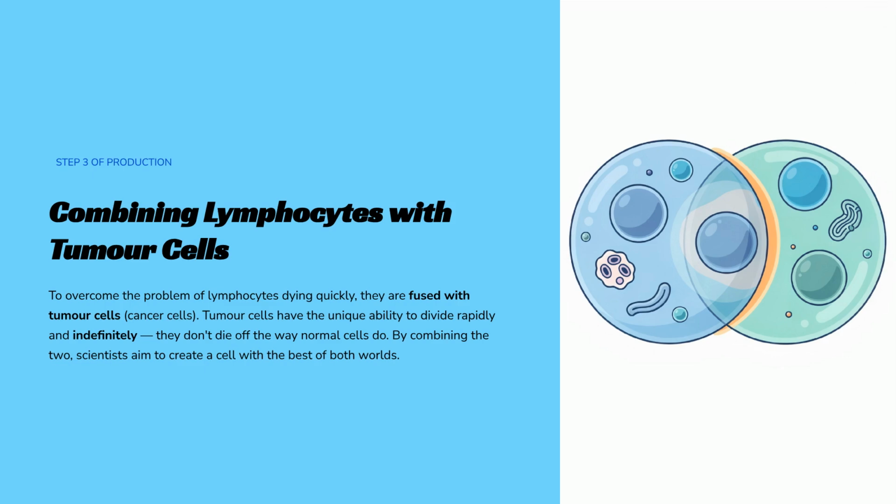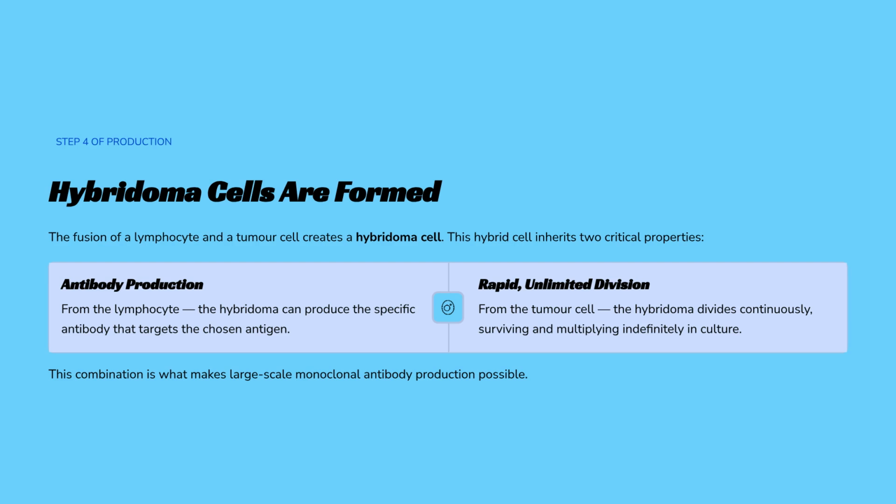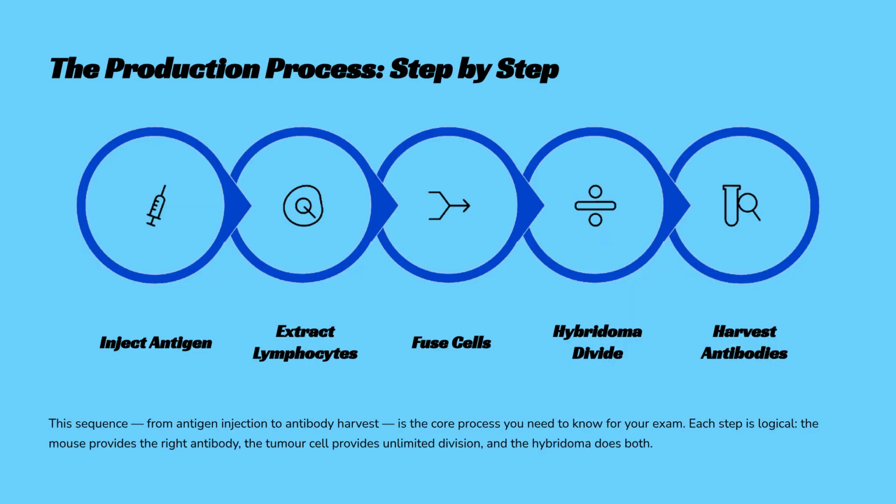To solve the problem of cell survival, scientists fuse the extracted lymphocytes with tumor cells. Cancer cells are chosen specifically for their ability to divide rapidly and indefinitely in the lab. The resulting hybrid cell is called a hybridoma. It combines the best of both worlds: the lymphocyte's ability to produce specific antibodies and the tumor cell's capacity for rapid, unlimited cell division. This sequence shows the logical progression of the process: injecting the antigen, extracting the cells, fusing them, allowing them to divide, and finally harvesting the resulting monoclonal antibodies.